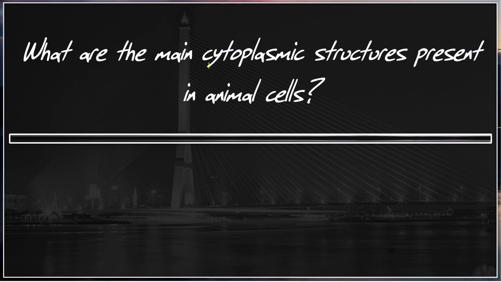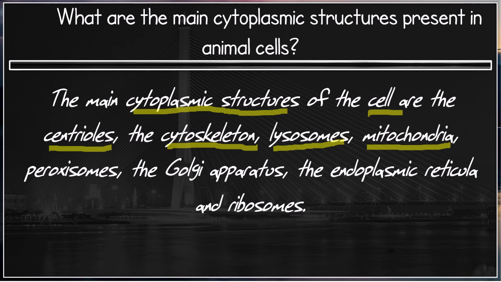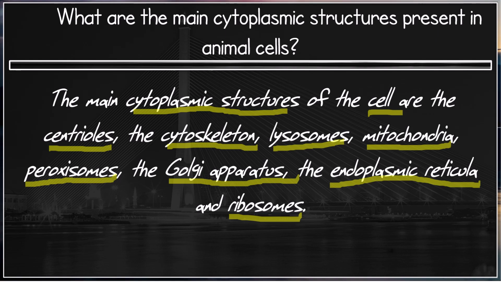What are the main cytoplasmic structures present in the animal cell? The main cytoplasmic structures of the cell are centrioles, the cytoskeleton, lysosomes, mitochondria, peroxisomes, Golgi apparatus, endoplasmic reticulum, and ribosomes.